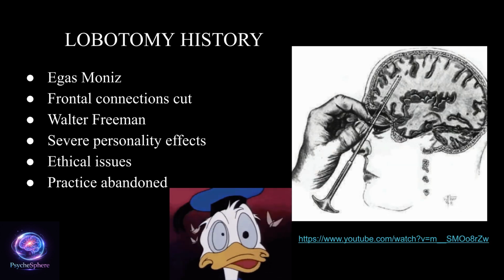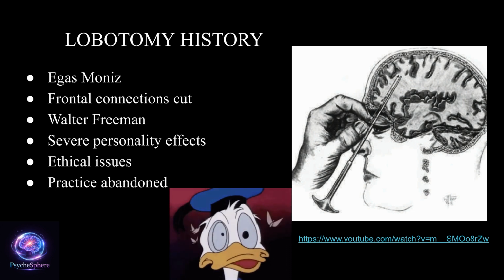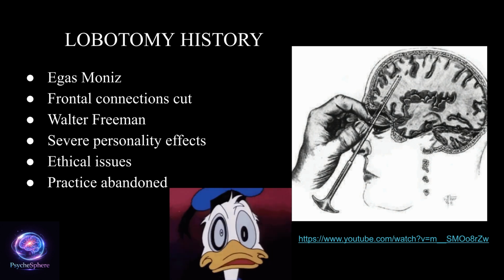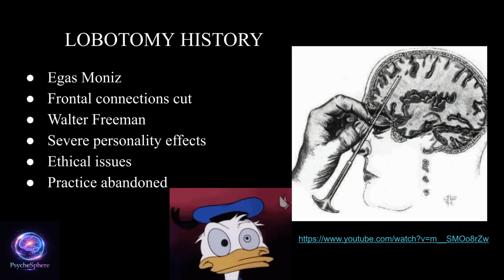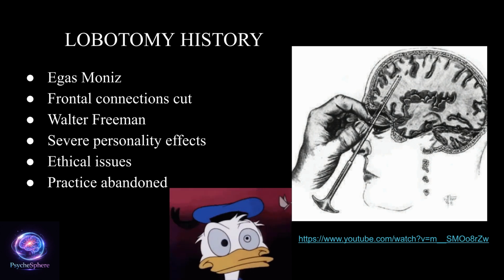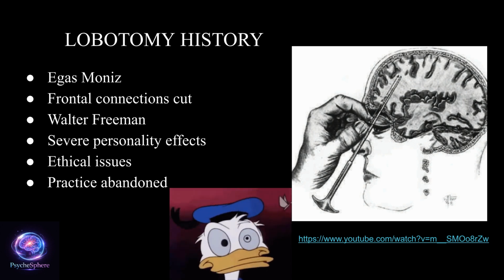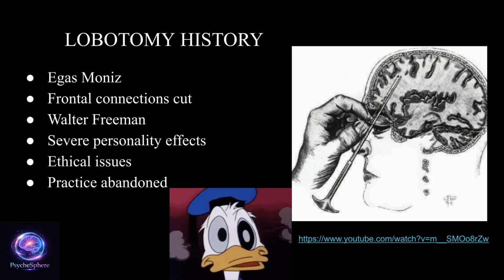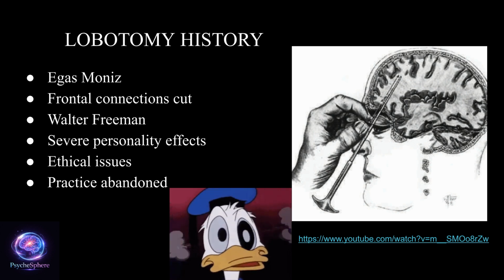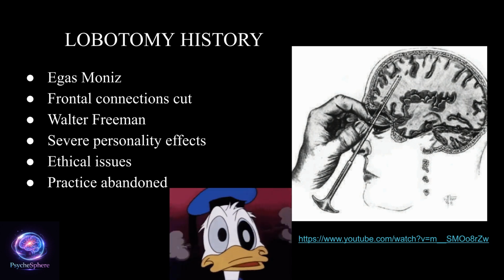Okay, so now let's look at a darker part of the neuroscience history, which is the prefrontal lobotomy. In the 1930s, a neurologist named Egas Moniz believed mental illness was caused by abnormal connections in the frontal lobes. So he developed a procedure to cut those connections. Later, Walter Freeman made this even more extreme with the transorbital lobotomy, where a tool was inserted through the eye socket and then moved right and left to cut those connections.